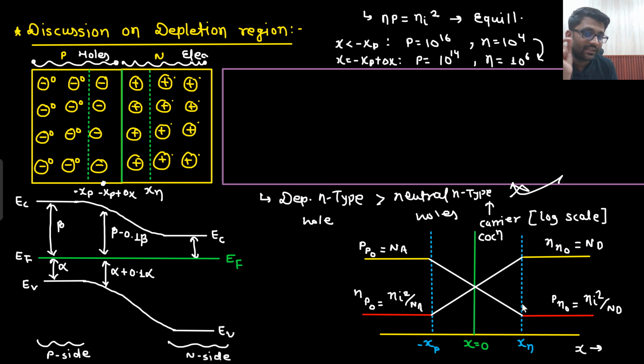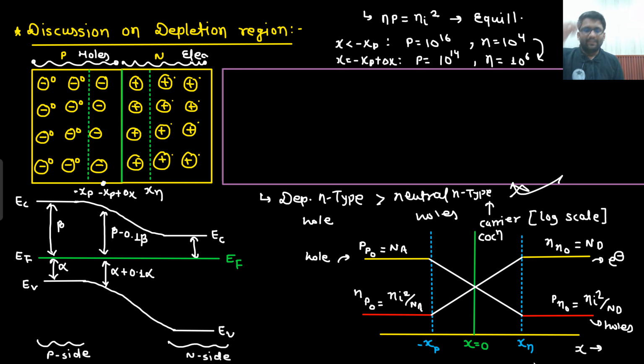Right? Actually it is correct. This particular line is showing the concentration of holes, and this particular line is showing the concentration of electrons. So the concentration of holes is more than in the neutral n region. Here this is the concentration and here this is the concentration. This is your neutral n region and this is your depletion n region. So in the depletion n region, the concentration of holes is more than in the neutral n region. This line is showing holes and this line is showing electrons.